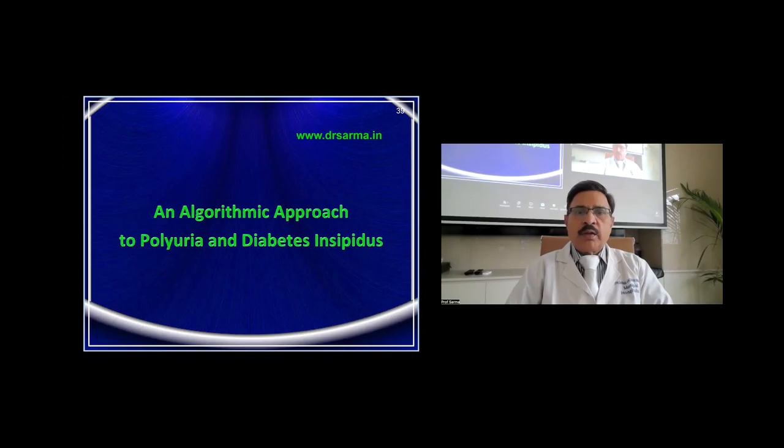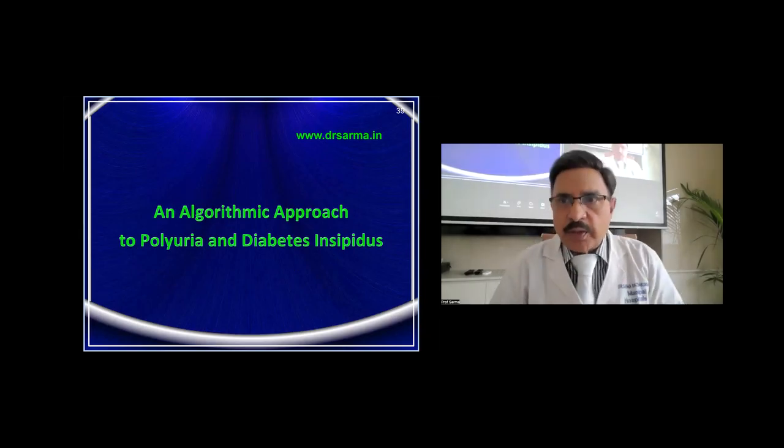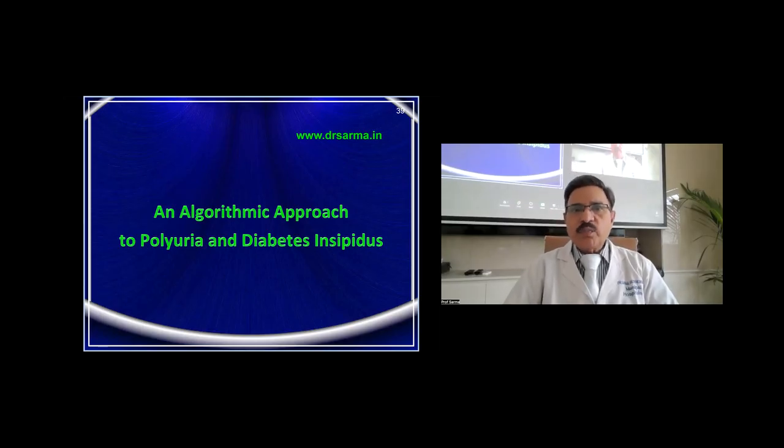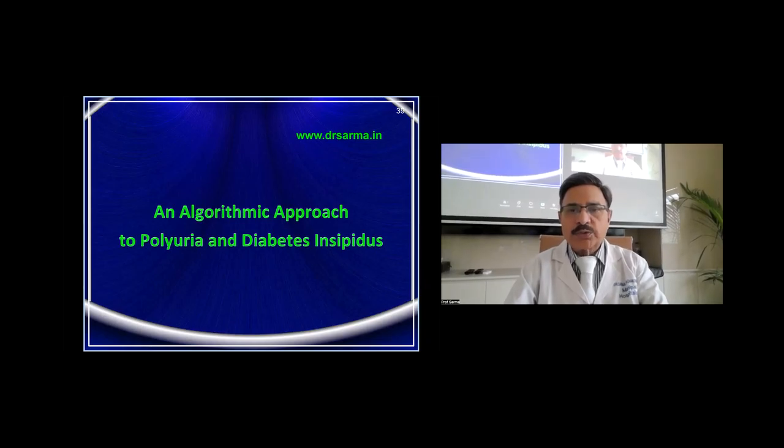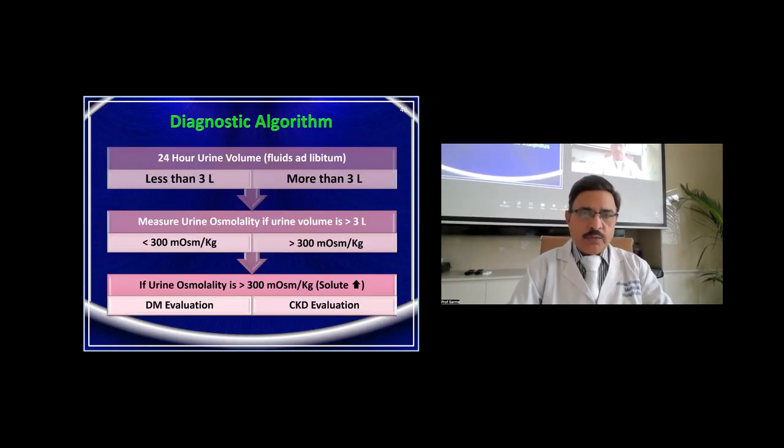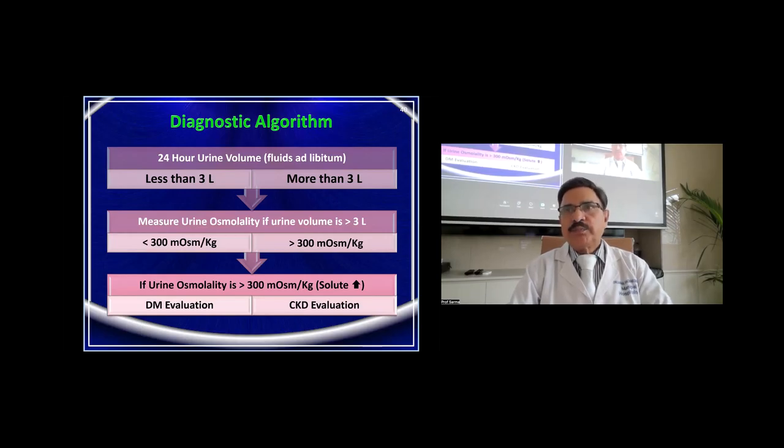Now I go to the algorithmic approach. Whatever I did now is only to recap what we have already learned. So what is the step-by-step approach or algorithmic approach? The first and foremost step is collection of urine, 24-hour urine volume. Fluids ad libitum means there is no restriction of fluid. So you will take normal food, normal way he will drink water and fluids.